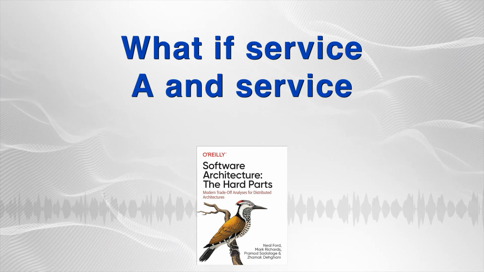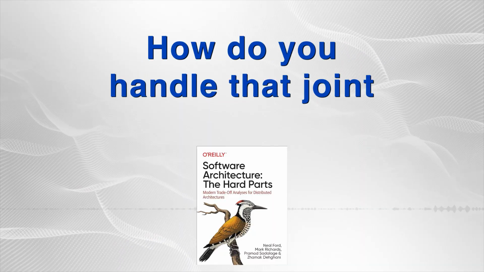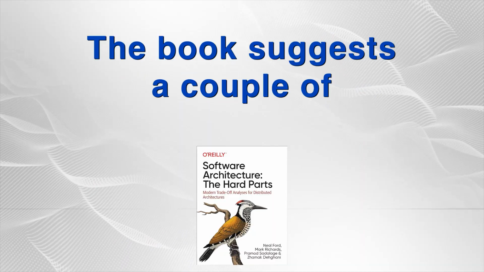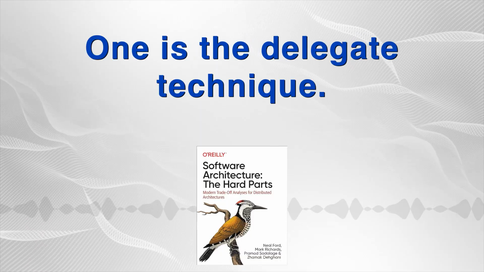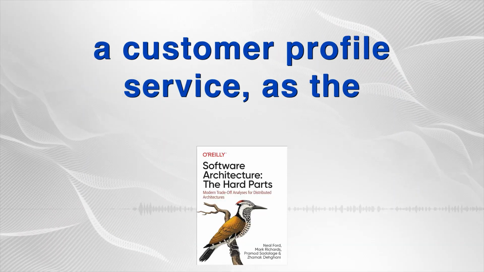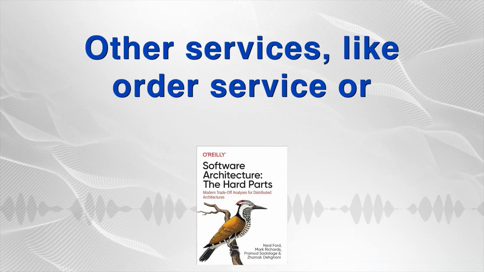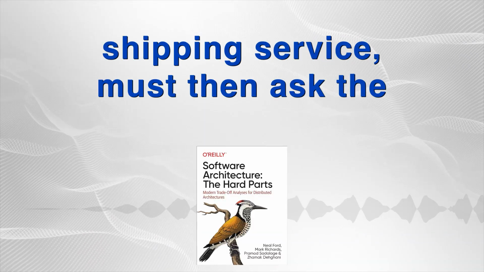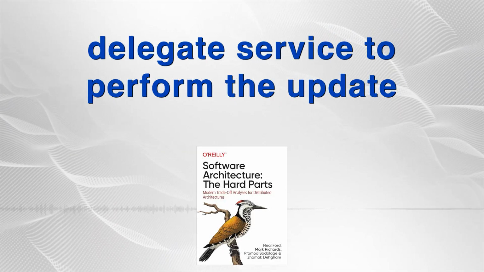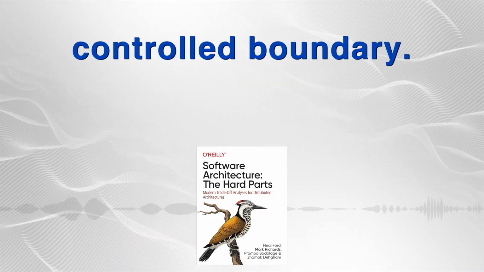What if service A and service B both need to update customer address information, for example? How do you handle that joint ownership? The book suggests a couple of techniques. One is the delegate technique. You designate a single service, maybe a customer profile service, as the sole writer. Other services, like order service or shipping service, must then ask the delegate service to perform the update on their behalf. So it channels writes through one controlled boundary.